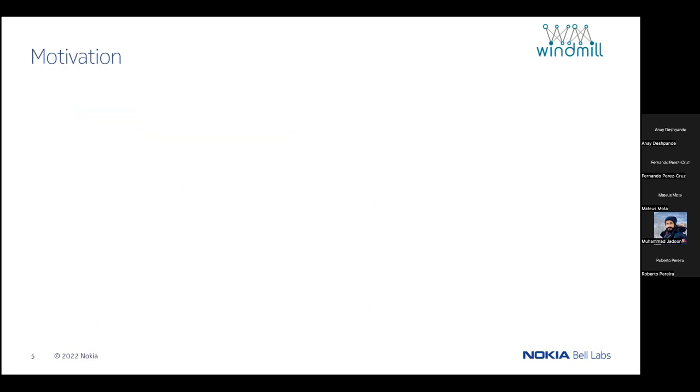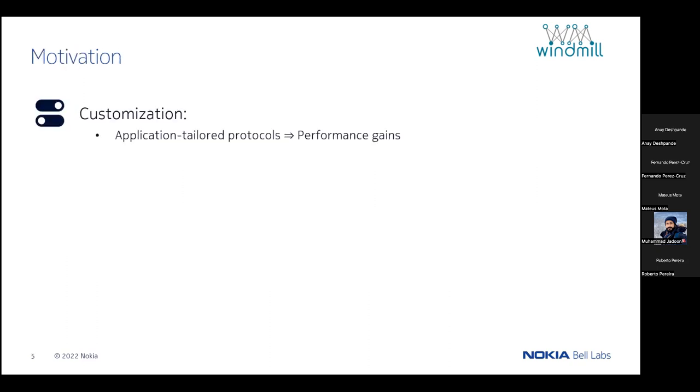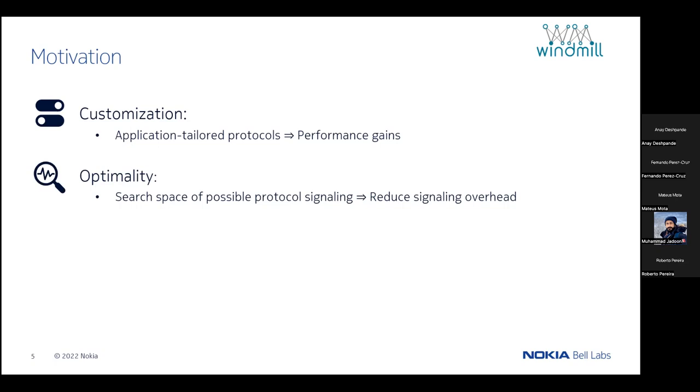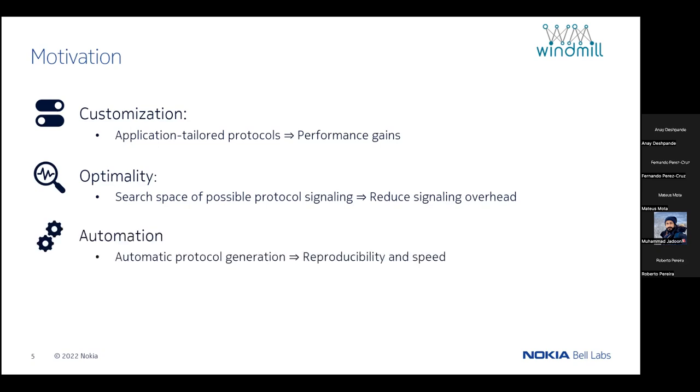So why do we need this? First, one of the main implications is customization. You can produce application-tailored protocols, which translates to performance gains. Another one is optimality, because you can search the space of possible protocols, looking for the least signaling that is possible to achieve a certain performance. And lastly, of course, you have automation. You put in your scenario, click a button, train an emerging protocol, and deploy it. So reproducibility and speed in this case.